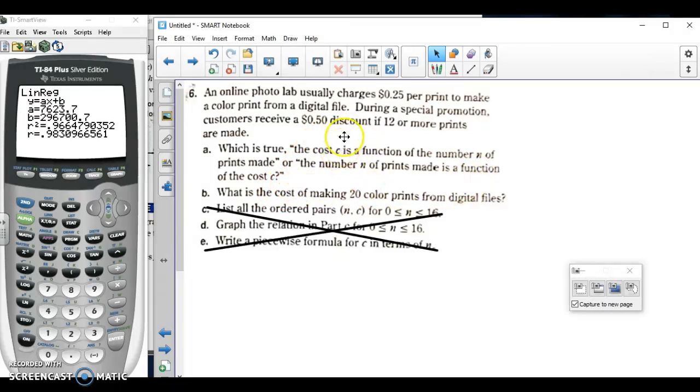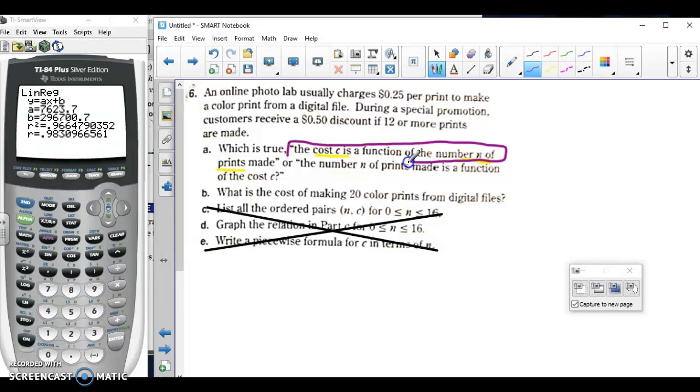Well, in this situation, the cost is determined by the number of prints. When you go to the register, they ask how many prints you got made, and then they charge you whatever it is. So the true statement here is the first one: the cost C is a function of the number N of prints made. That is the true statement.